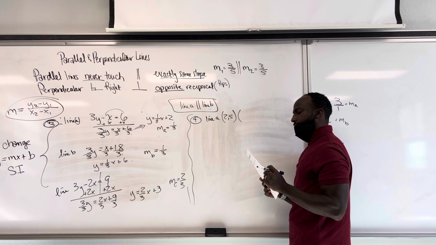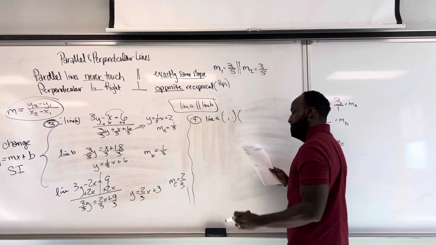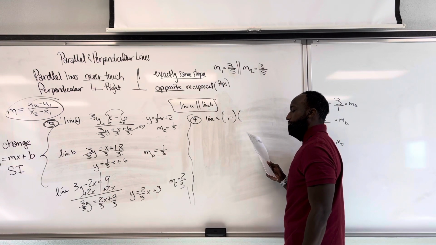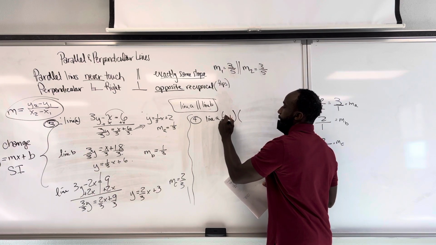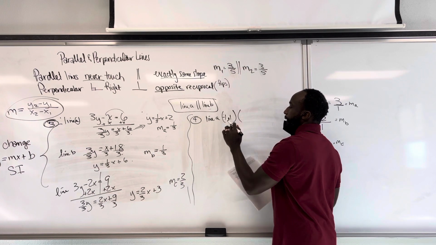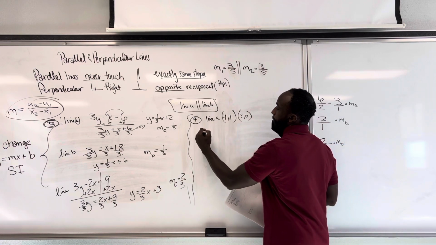Say it again. Yeah, that's not quite it. For line A, it's at the bottom. What's the first point? Negative 1, 1 is the point, right? And then what's the second point? 2, 0. Good.